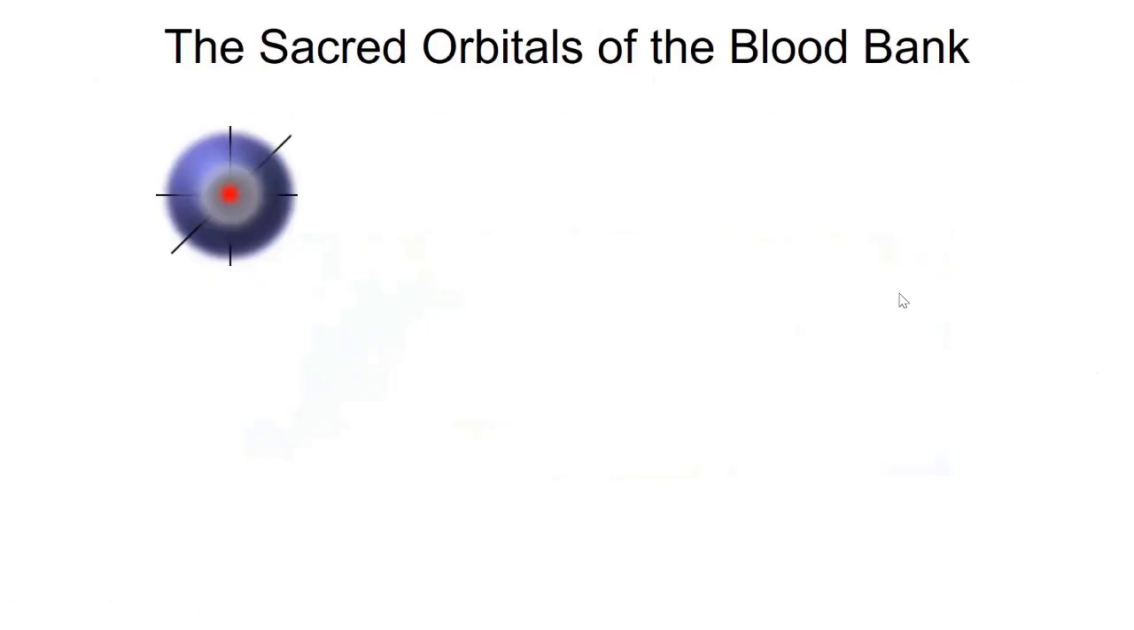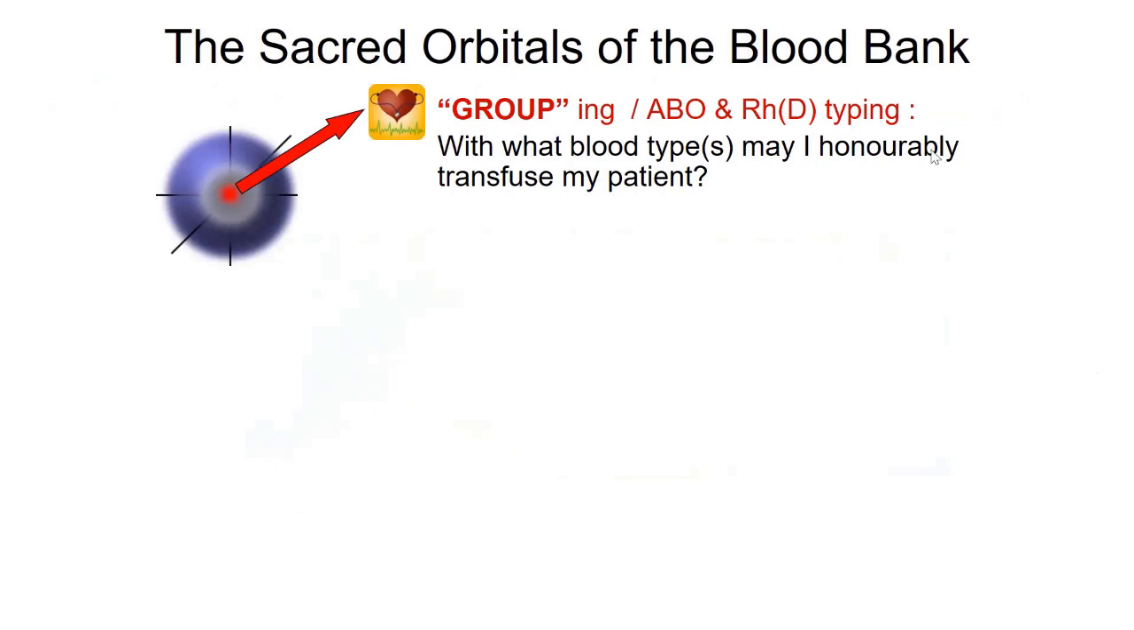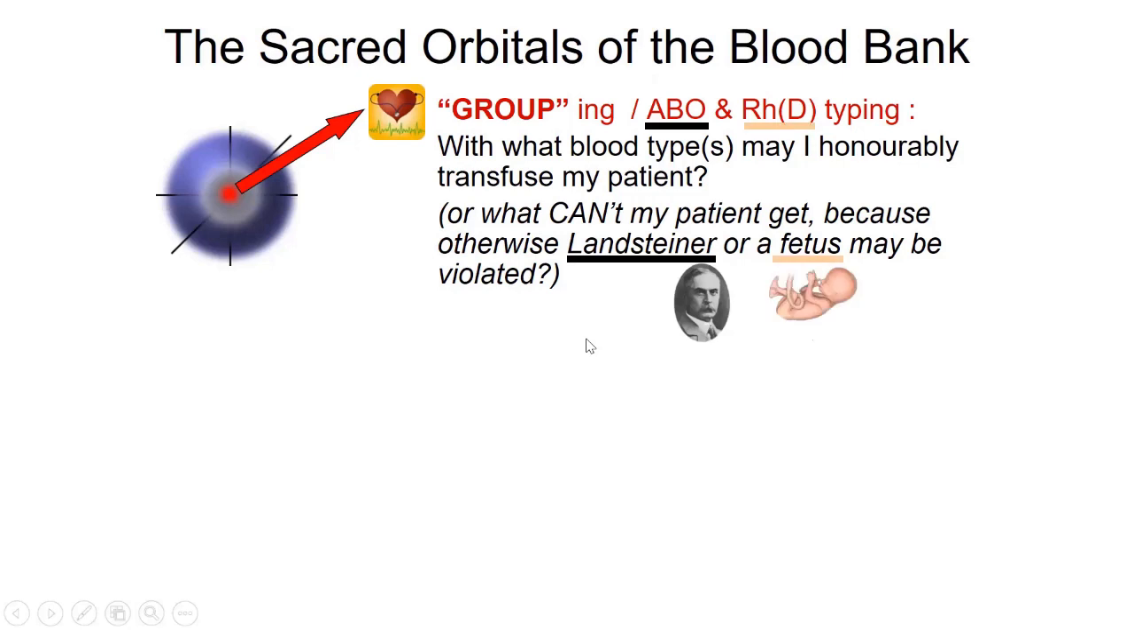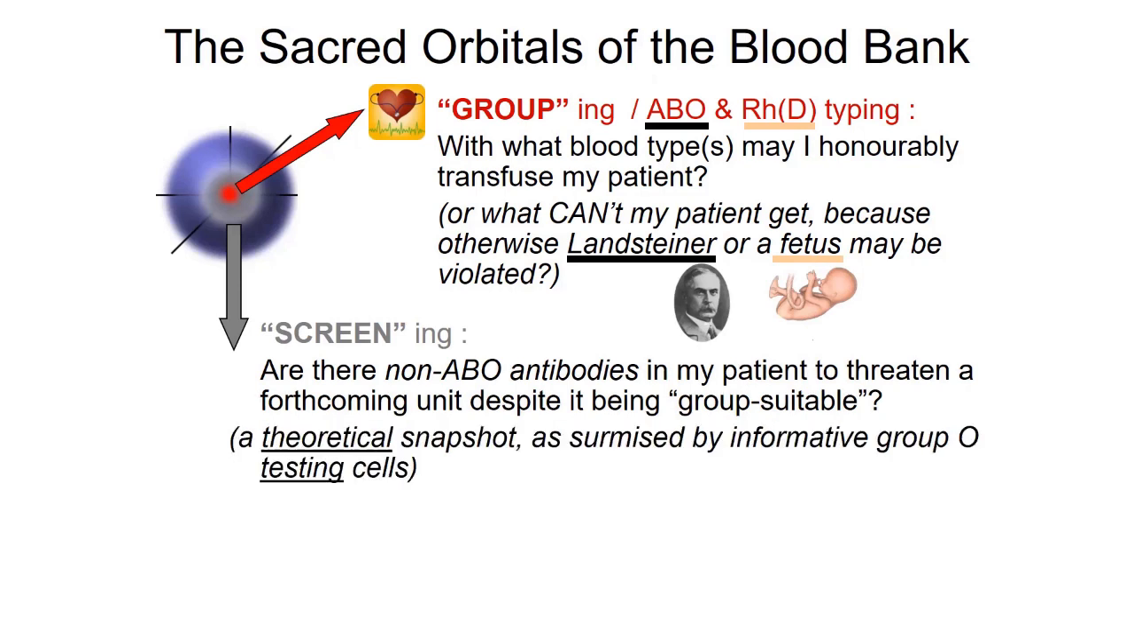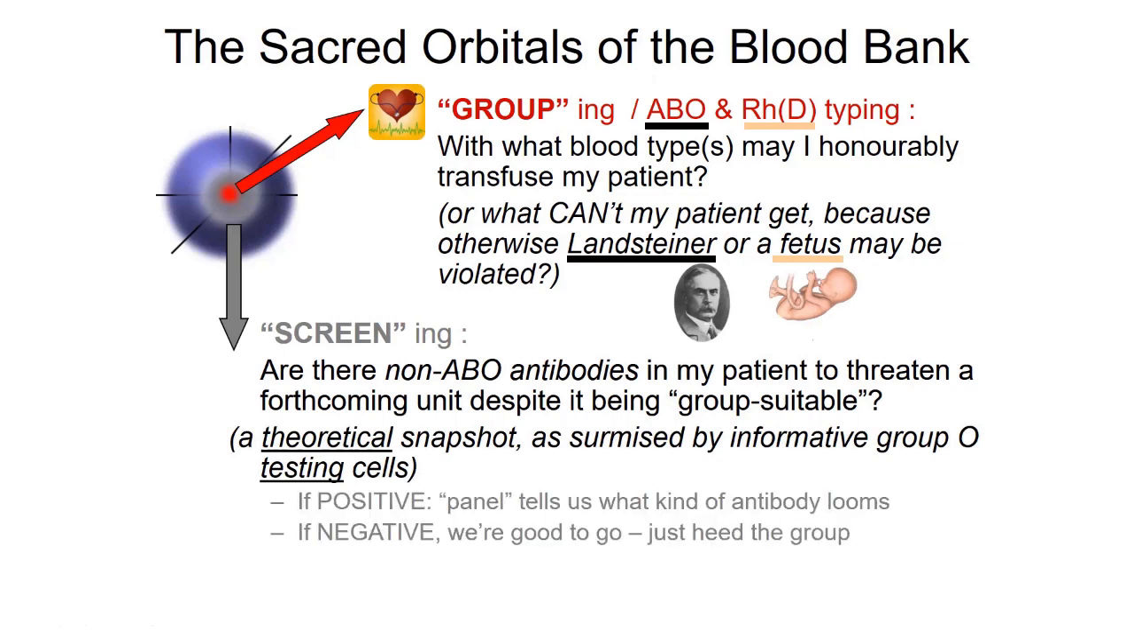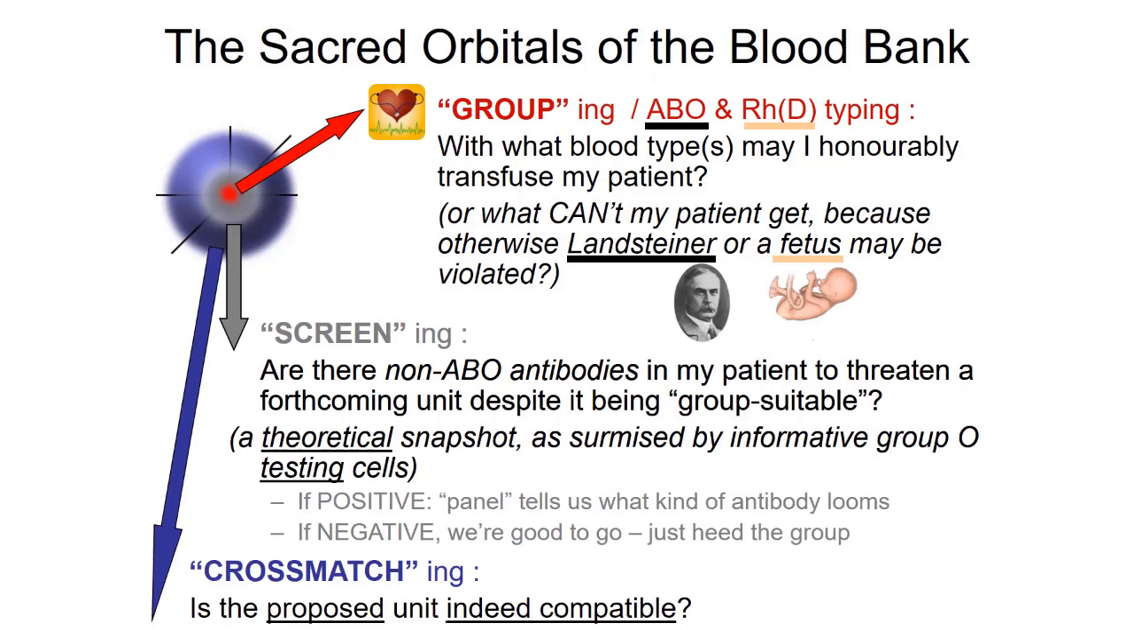So to conclude, we have covered the nucleus, grouping being about what blood type to transfuse your patient with at the most important decisional level. The screen about the non-ABO antibodies that could threaten a forthcoming unit despite it being group suitable per the kernel principle. The theoretical snapshots surmised by informative group O testing cells. And finally, cross-matching. Is the proposed unit compatible?